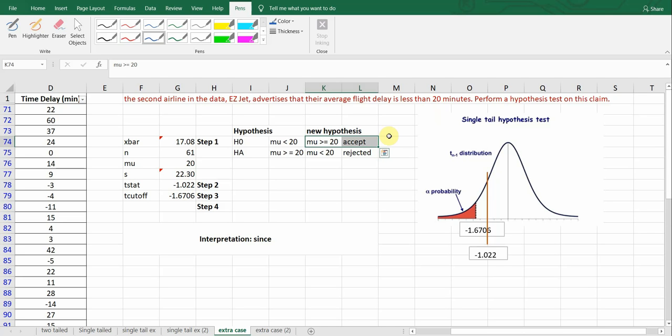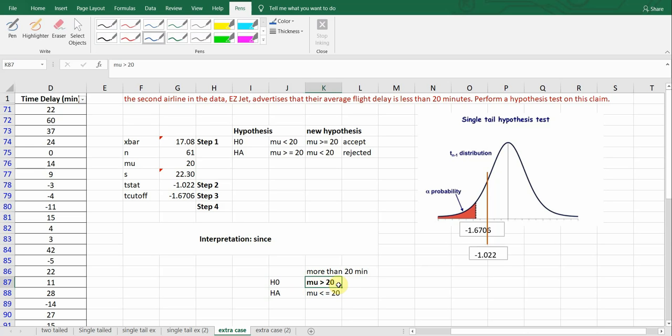So I hope you have understood how you write your null and alternate hypothesis when it is mentioned less than 20 minutes. The same case will be applicable when you have a question of more than 20 minutes. So here, now the null hypothesis and the alternate hypothesis. More than 20 minutes, so we will write mu is greater than 20 minutes and our alternate is mu is less than or equal to 20 minutes.